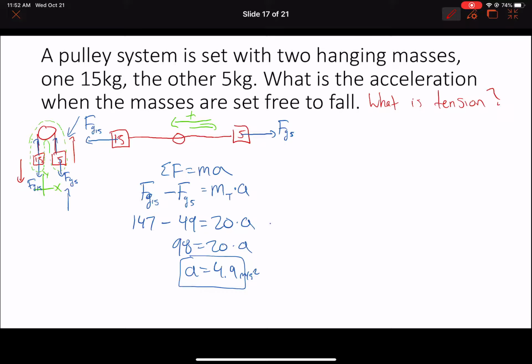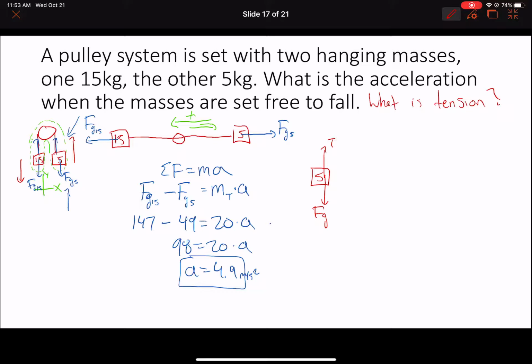All we need to do is pick one of the blocks and isolate it, and then solve it. And so let's pick the 5 block. Why not? It doesn't matter which one you do. So let's pick the 5 mass block. We know there's a force of gravity down, and we know there's tension up.